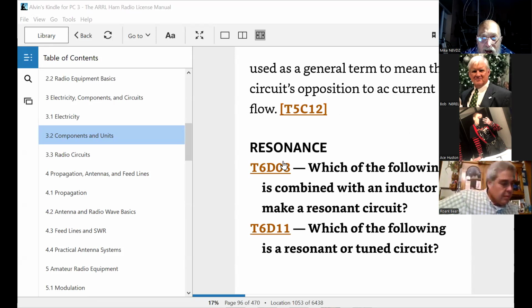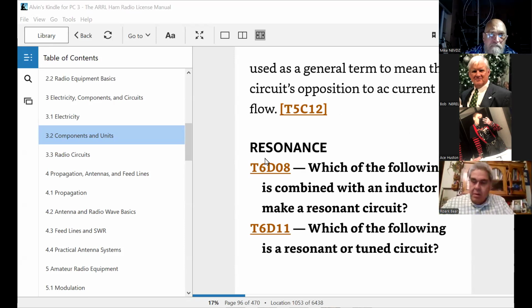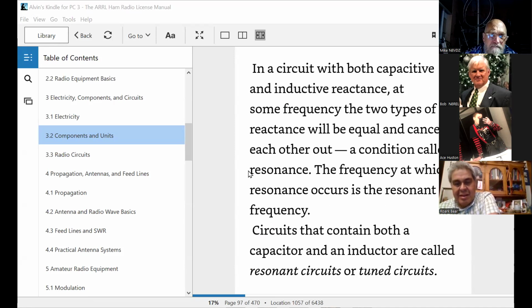So, which of the following is combined with an inductor to make a resonance circuit? An inductor and a transistor? No. An inductor and a capacitor. You got it.